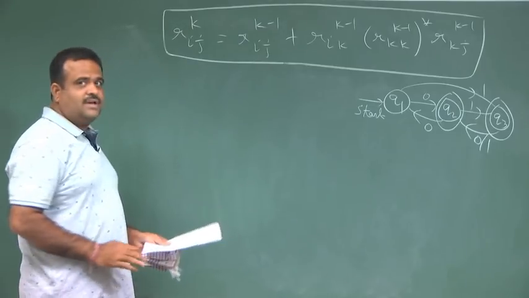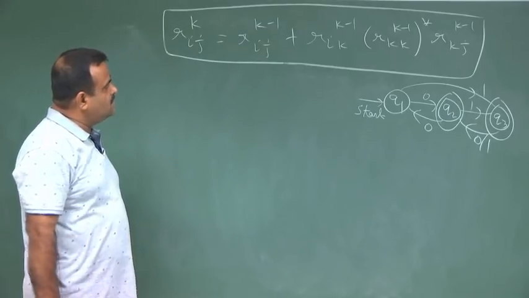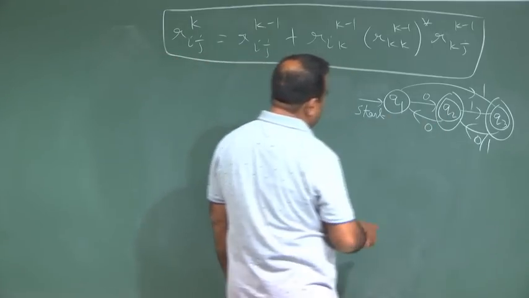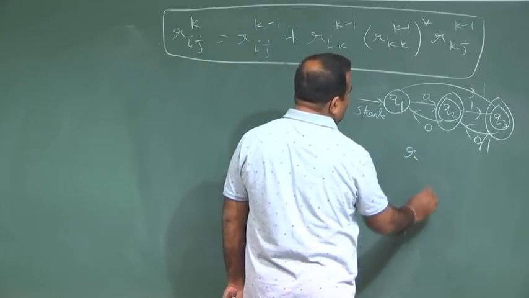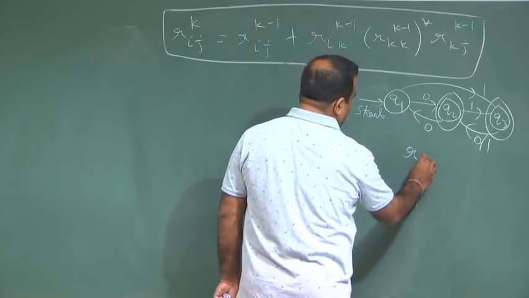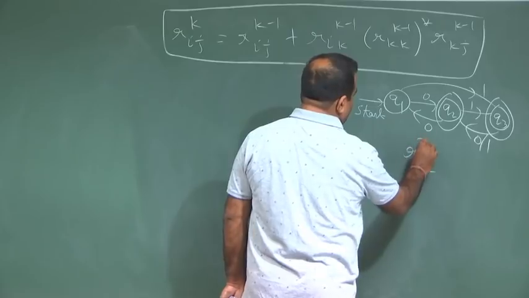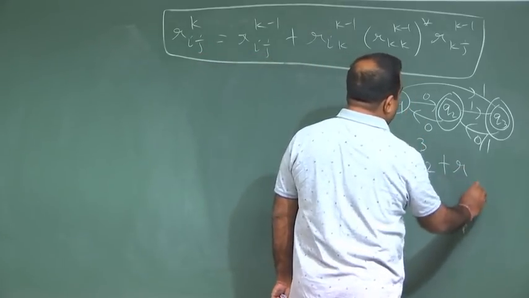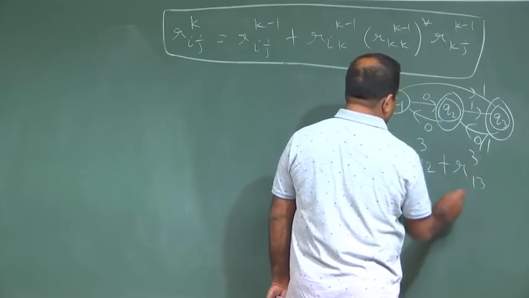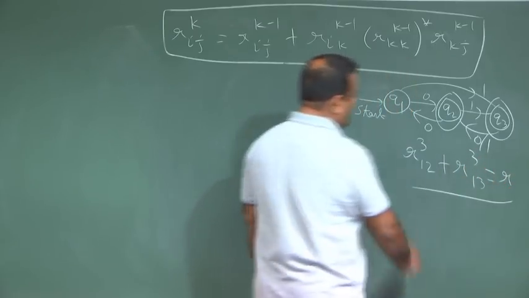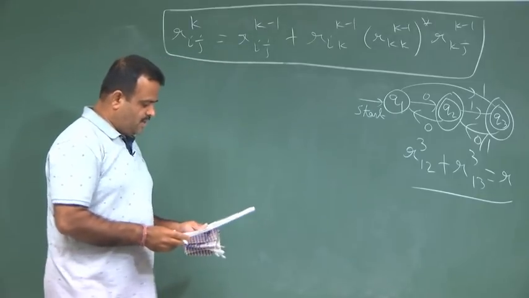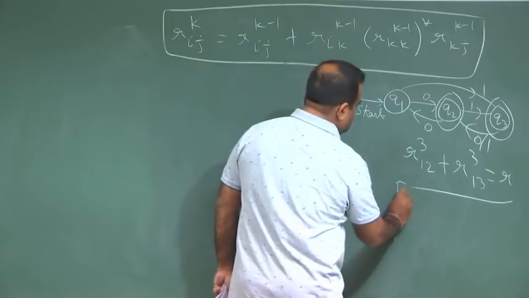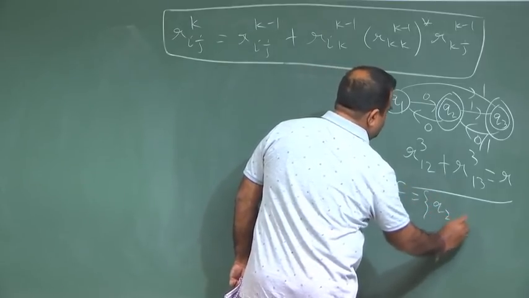Now, we want to construct a regular expression for this DFA. These two are final states. So, what is the regular expression? The regular expression is nothing but R_12^3 plus R_13^3, where 1 is the starting state and there are 3 states. This we have to find out, because F consists of Q2 and Q3.